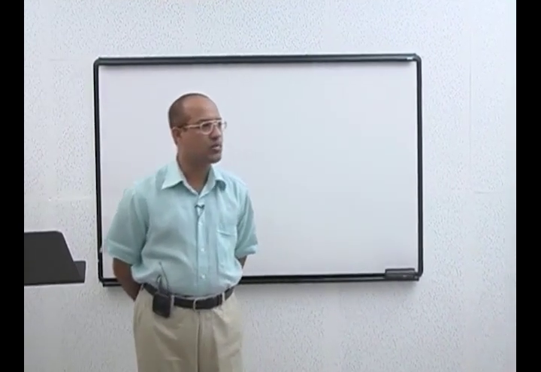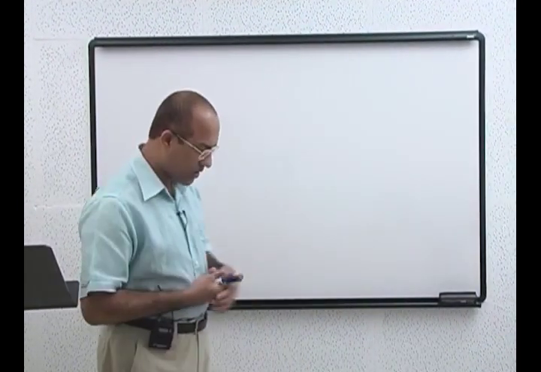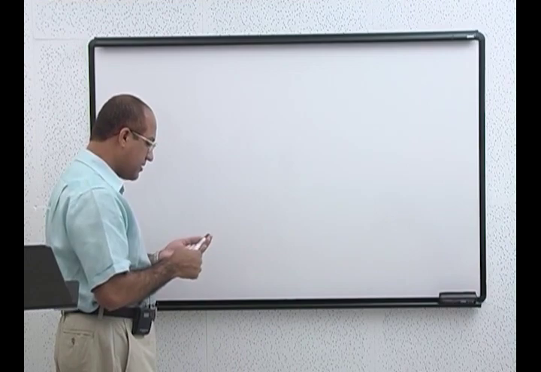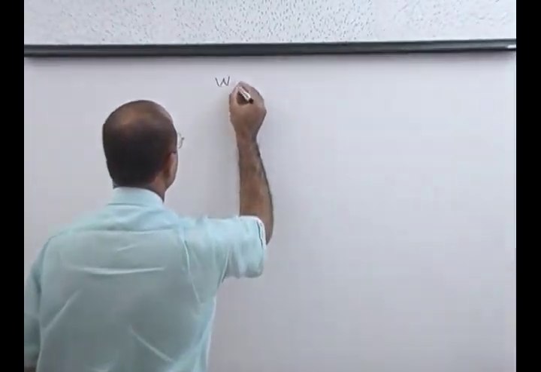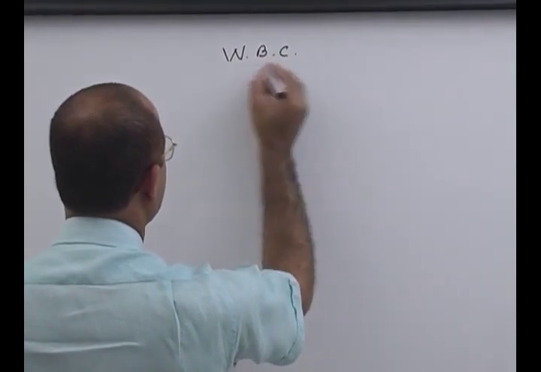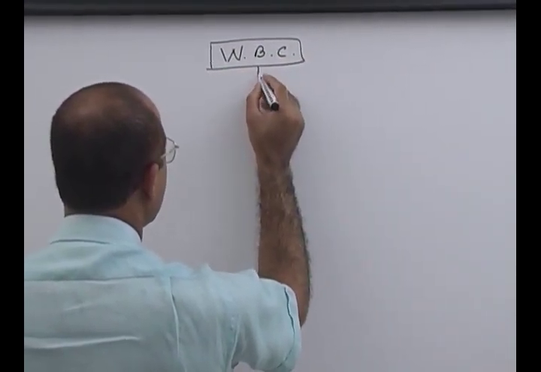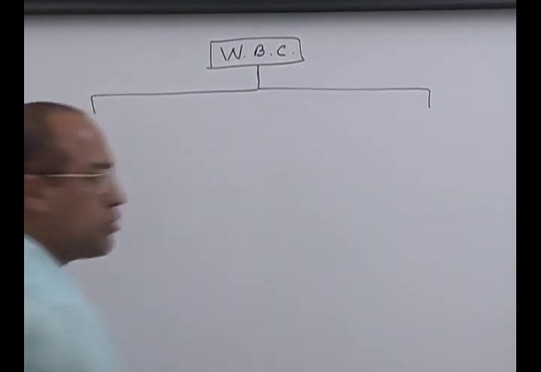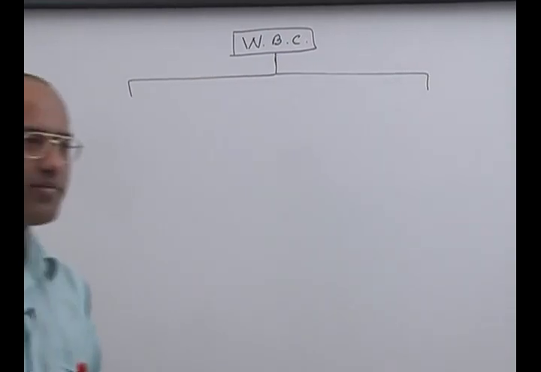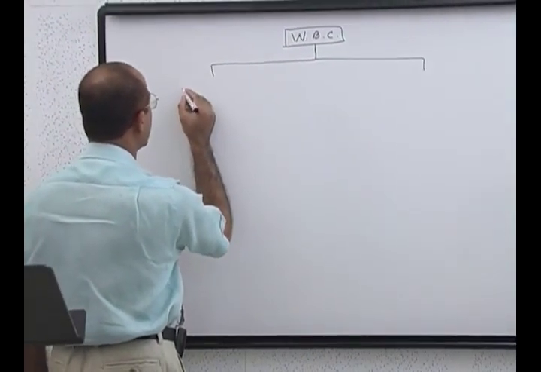Today we are going to talk about white blood cells, leukocytes, right? White blood cells which are present in the blood are basically divided into five categories, but primarily they are divided into two categories. What are the two basic categories of white blood cells? Granulocytes and non-granulocytes or agranulocytes.